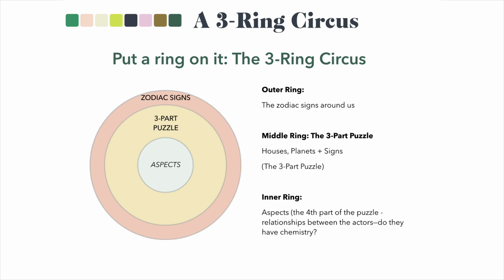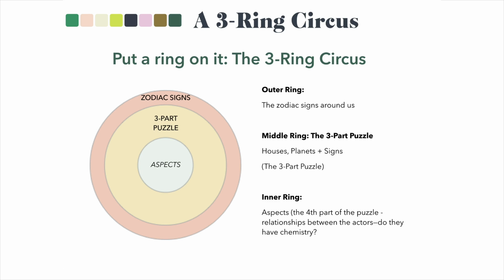So what are all those rings on the chart? Put a ring on it, we're talking about. We call it a 3-ring circus. The outer ring, that thin outer ring on your chart, represents the zodiac signs moving around us. The middle ring, which is a crowded area, as you can see, is where the 3-part puzzle is. That's where the houses and the planets and the signs are represented with their symbols.